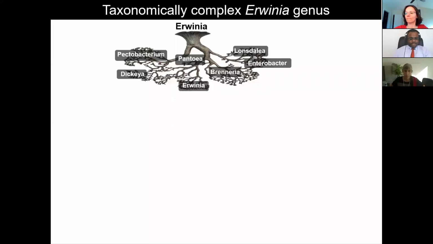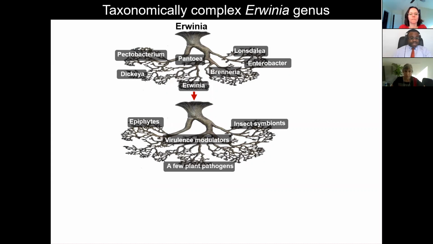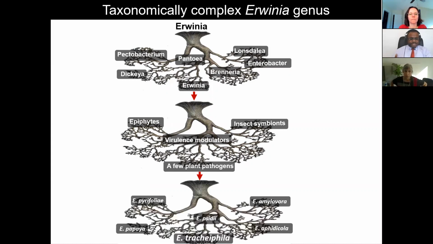Enterobacter, and others. However, the bacteria that were retained within the Erwinia genus were delineated into 44 distinct species, among which there are only a few plant pathogens. And if we zoom in a little bit, the majority of these plant pathogens cause necrotic disease. And Erwinia tracheiphila is the only species within the Erwinia genus that causes a vascular disease.